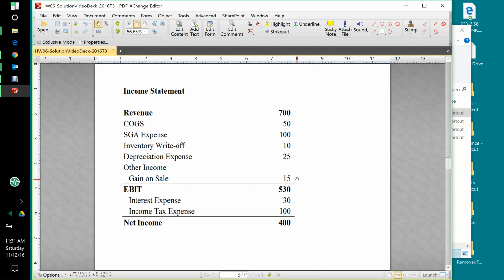Gain on sale, as we said, and you can convince yourself of this pretty easily, gain on sale is always associated with cash, unlike loss on sale. So we're not going to muck around with that. Interest expense could be associated with cash, income tax expense could be. So the only adjustment we're going to have to make here to get to cash associated income is depreciation.